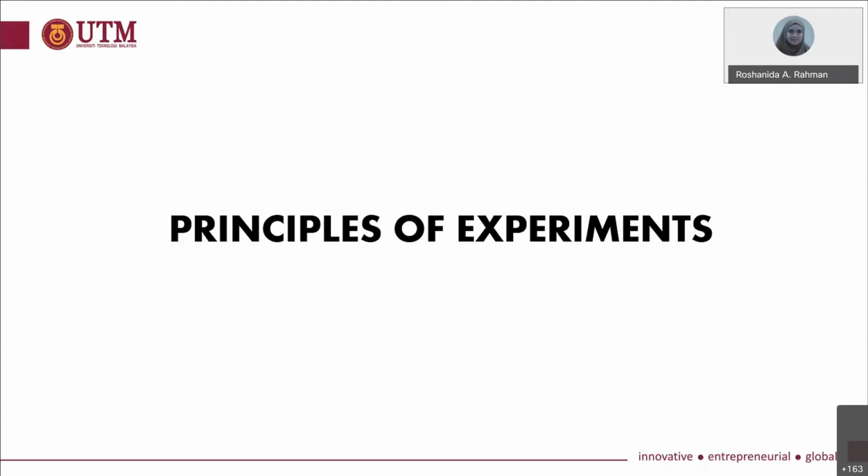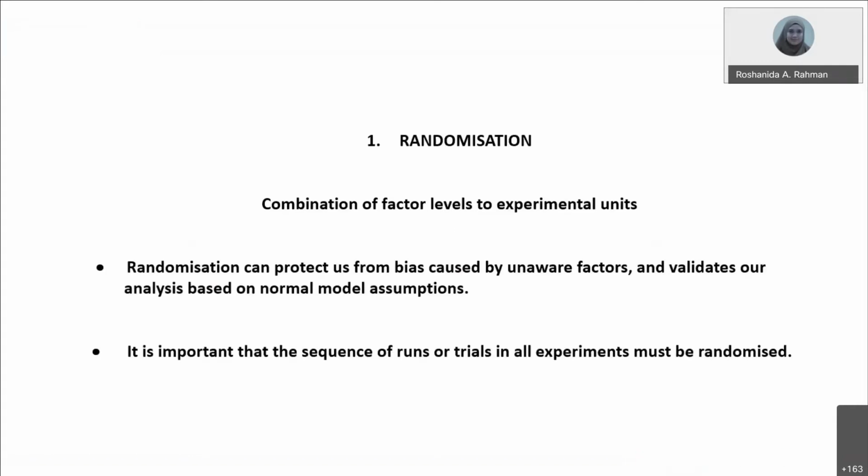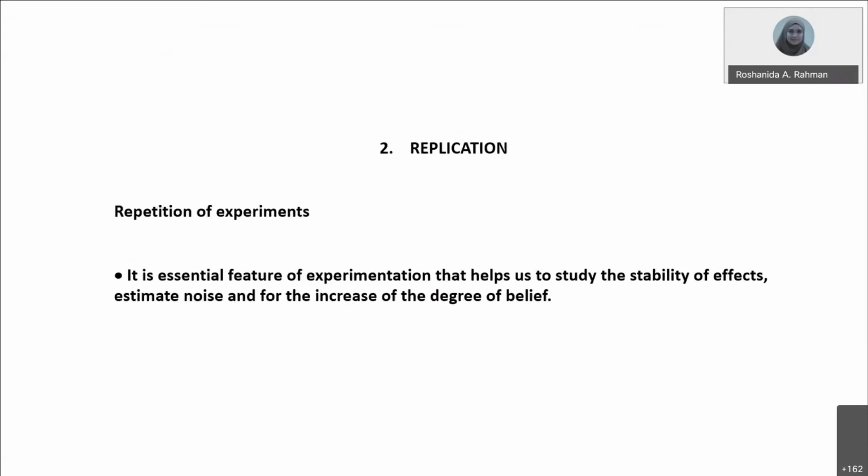To conduct any experimental design, you have to know these principles. For me, it's a must. The first thing is randomization. The second principle is replication. You have a 2-level factorial design, 2 power of 3, so you have 8 runs. If you replicate once, you have to conduct 16 runs. You replicate the whole experiment from 8, and you will have 16 runs.